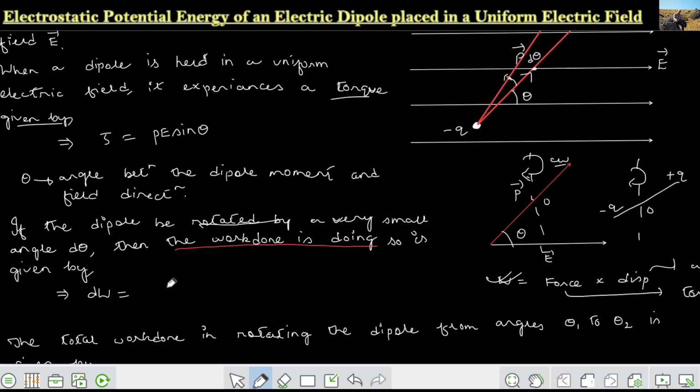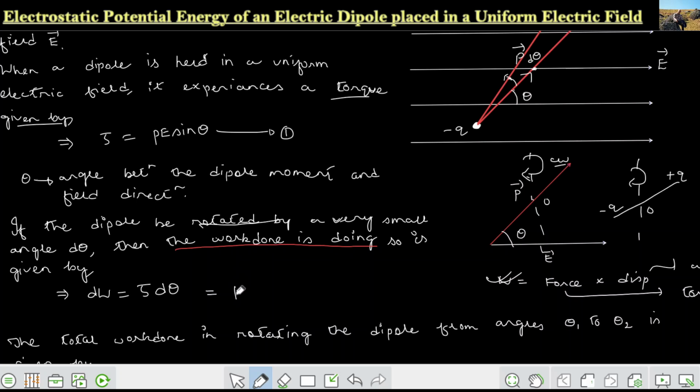Work done is force times displacement. What type of force? Rotation force, which is torque, tau. And what is the displacement? It is the angular displacement, so we will write d theta. So what is tau? We can mark this as equation number 1.